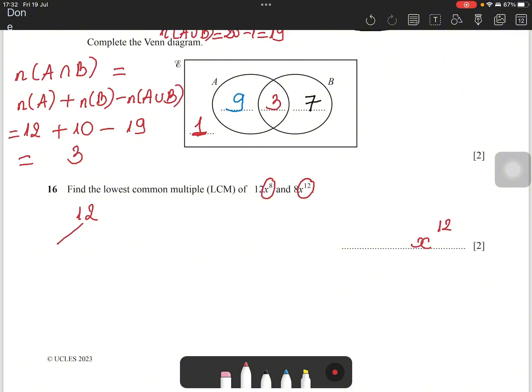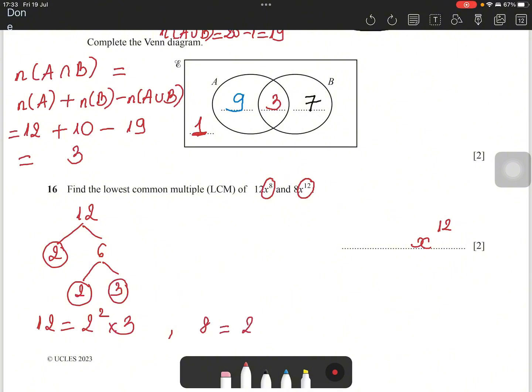12 is equal to 2 multiplied by 6. 6 is 2 multiplied by 3. So 12 is 2 squared times 3. And you know that 8 is actually 2 cubed. So the lowest common multiple of 12 and 8 is 2 to the power of 3 times 3. 8 times 3 is 24. So this one is 24x to the power of 12.